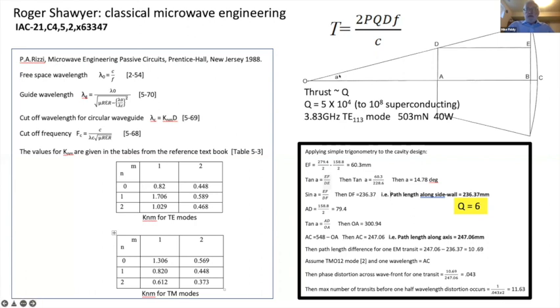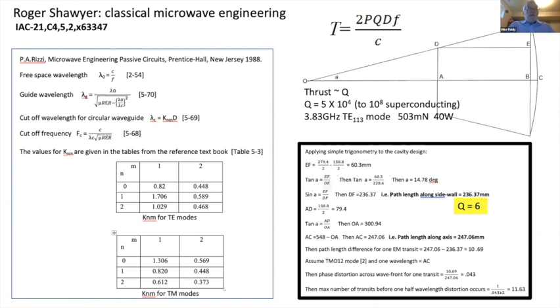His expression for the thrust, if you can see my cursor, is up on the top right there. And the important thing is that it's a function of the Q of the cavity. And of course, the Q is something which in a real cavity that you're pumping microwaves into, or light, is going to expand. It's going to have some losses and some heating, and actually maintaining a high Q in a particular mode is not an easy task. But Scheuer, to be fair to him, has consistently argued this should work. He claims to have demonstrated it, but these results have not been reproduced.